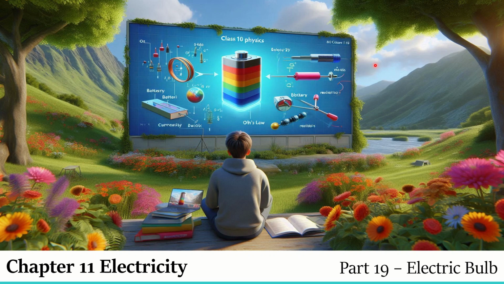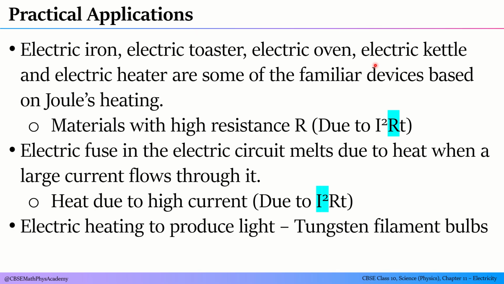Welcome back, students. In this video we will discuss the heating effect of current on an electric bulb. In the last two videos we have been discussing the practical applications of the heating effect. In the last video we saw the electrical fuse and how high current leads to burning of the fuse to protect the circuit. In this video we will continue to see how the heating effect is used to produce light in the older tungsten filament bulbs.